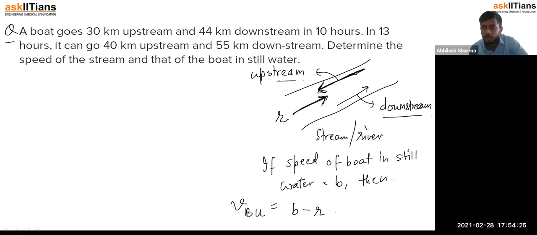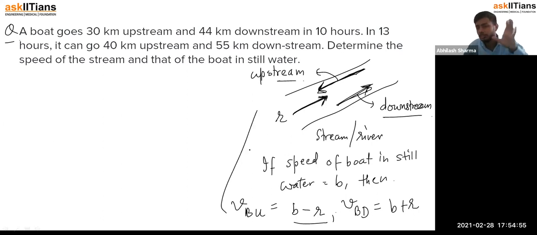Because we will have to do that, we will have to subtract the speed of water, because it is traveling in the opposite direction, so our speed will be reduced, of course. The speed of the boat when it is traveling downstream would be equal to b plus r, because now both of them are traveling in the same direction, so obviously the speeds will get added and our speed will increase, right? So that's the logic we are using.